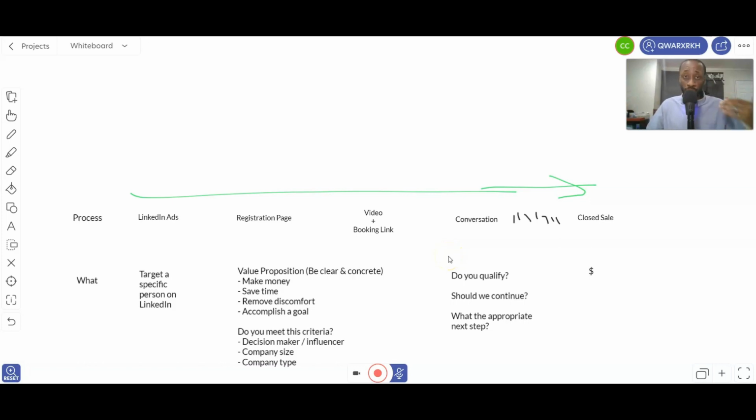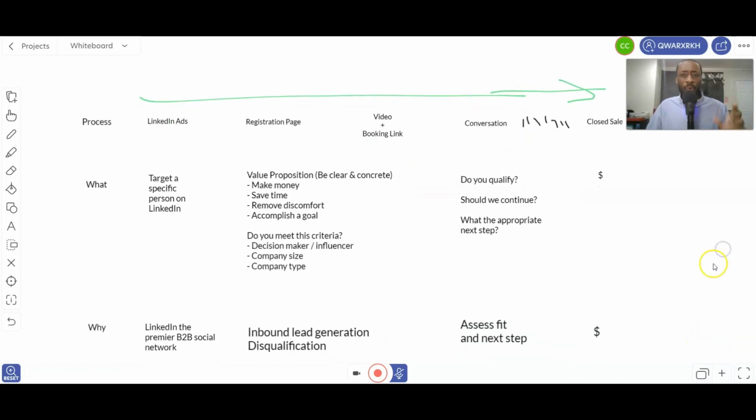If we should continue with this interaction, then what's the appropriate next step? Right, and then you begin to move down the steps of the complex sale, and eventually they will close a sale and become a client. Okay, so that's what we're doing, the actions that we're taking. But why are we taking these actions?